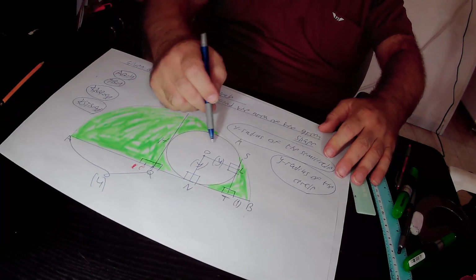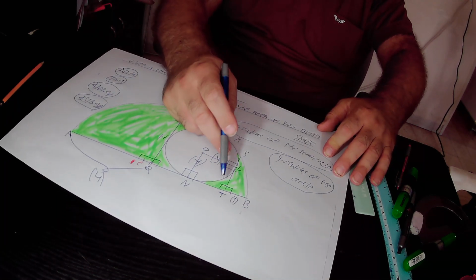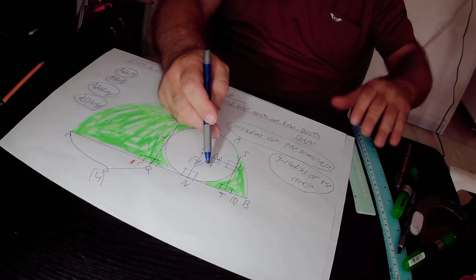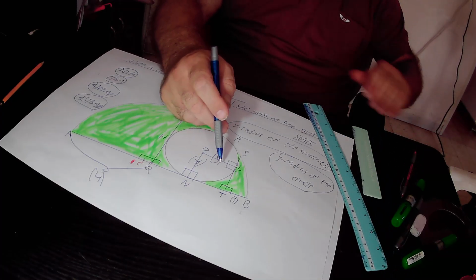So in quadrilateral OLTN, we have 1, 2, 3 right angles. The sum of 3 right angles is 270 degrees.